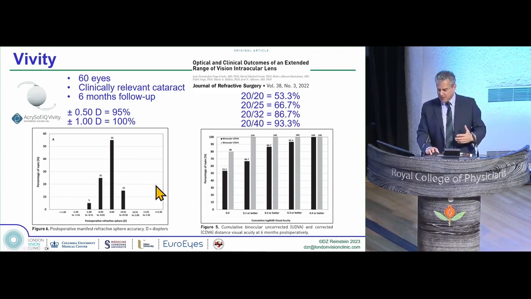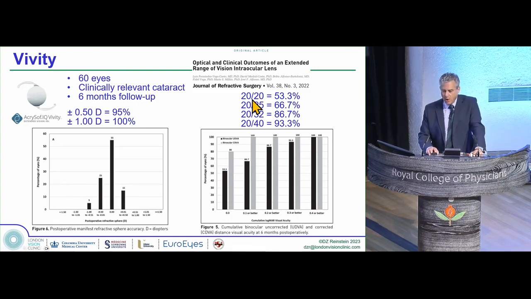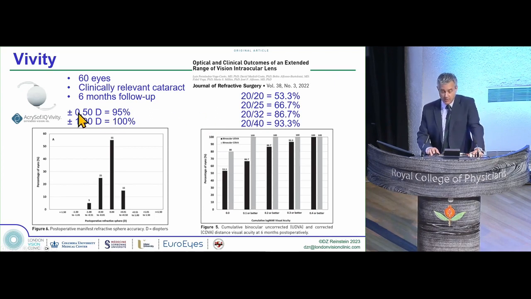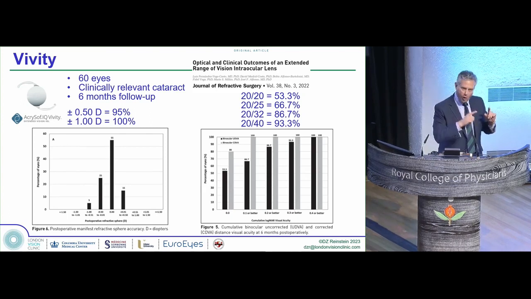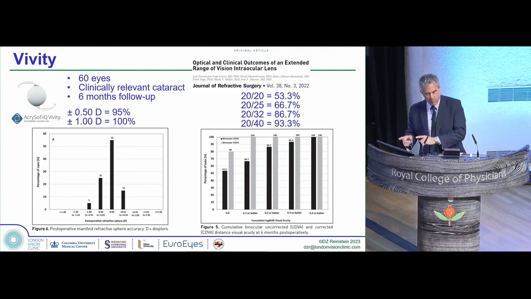And the results of this lens are also shocking. This is the JRS publication, 53% 20/20. That's not a very good refractive result. Oh, no, no, no, let's not look at that. Let's look at the fact that 95% are within a half. I'm like, wait a minute. You mean to tell me that these eyes are pretty much all within a half diopter, but only half of them are 20/20?